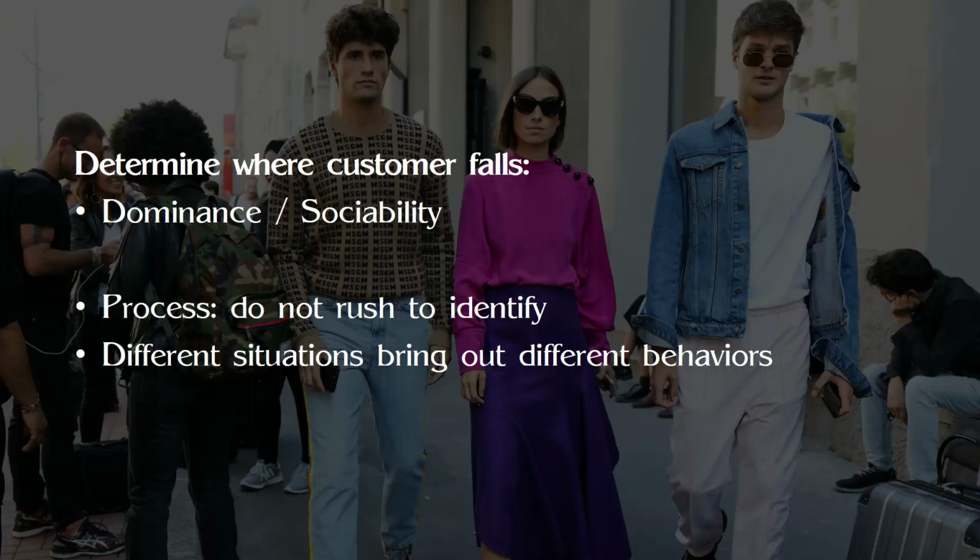So determine where the customer falls, dominance and sociability level. The process in this is to take your time. You cannot rush into this to find out what they are. If they are harder to find out, you need to ask more questions and you need to qualify even more. Different situations bring out different behaviors. You will not meet the same customer twice that will come in the door and act exactly the same. So you need to always be ready to switch to different types of dominance or sociability levels. We'll take a closer look at it now.